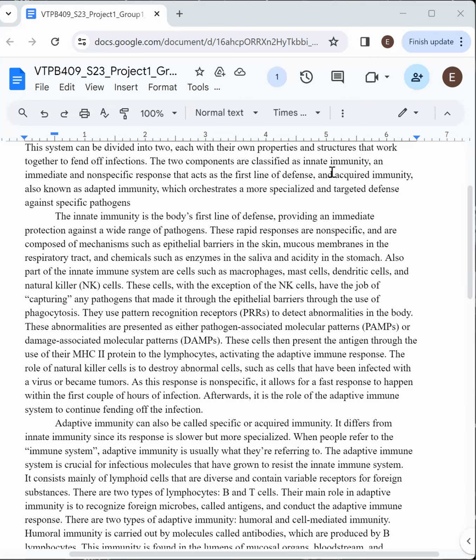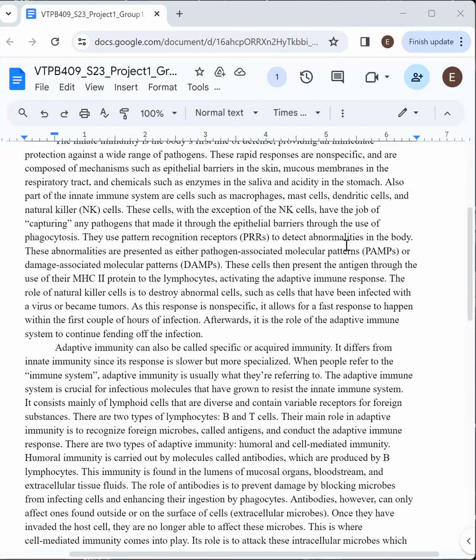These cells then present the antigen through the use of their MHC2 protein to the lymphocytes, activating the adaptive immune response. The role of natural killer cells is to destroy abnormal cells, such as the cells that have been infected with a virus or became tumors. As this response is nonspecific, it allows for the fast response to happen within the first couple of hours of infection. Afterwards, it is the role of the adaptive immune system to continue fending off the infection.